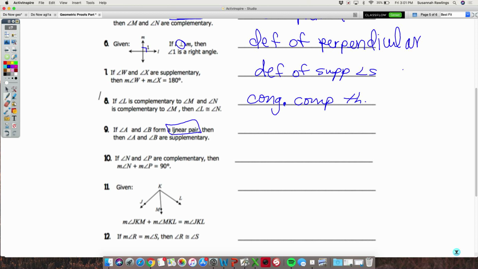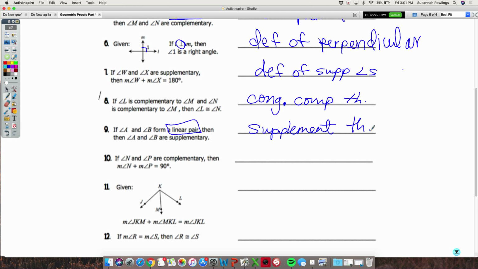Number 9, if they form a linear pair, so you're looking for that vocab word. Supplement theorem. Good. That was the supplement theorem. So the definition would say 180 degrees, not linear pair.